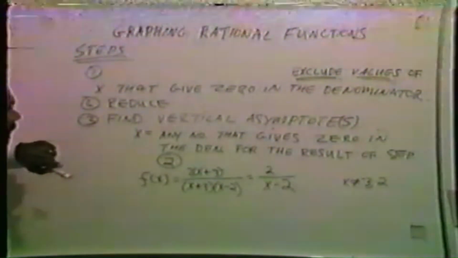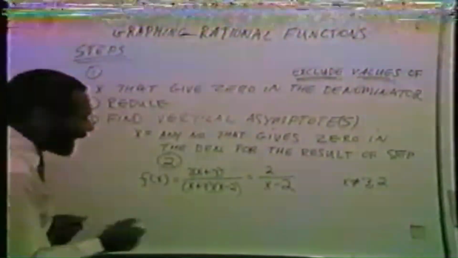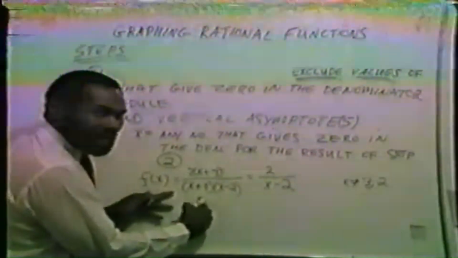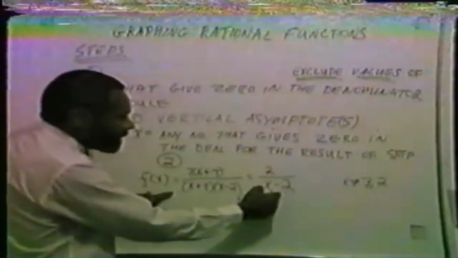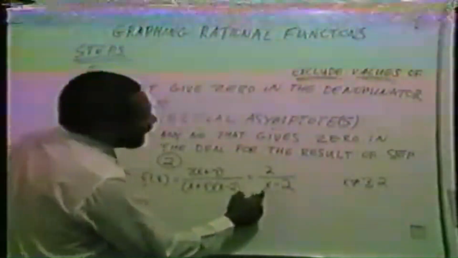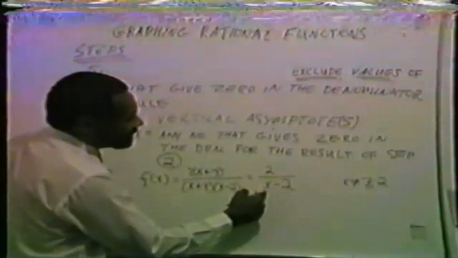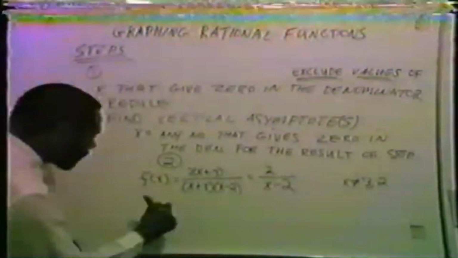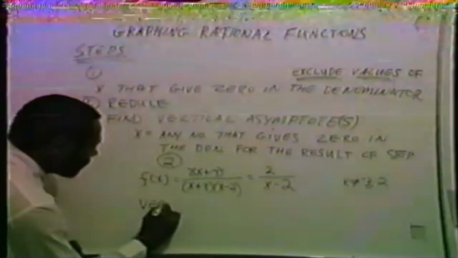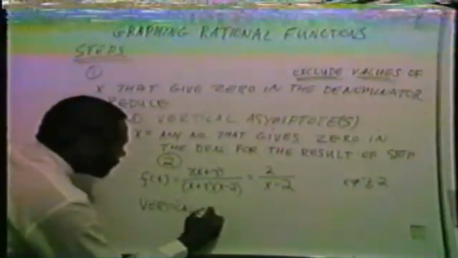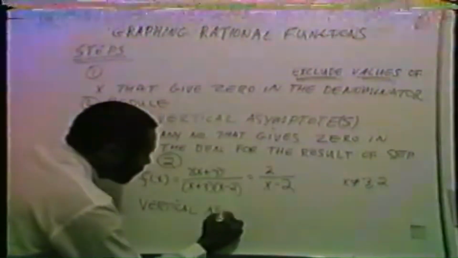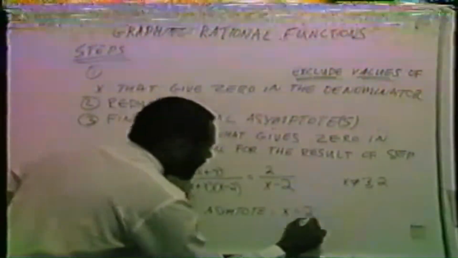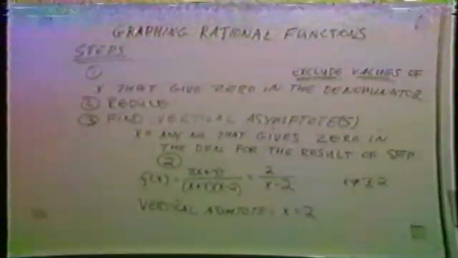Step 3, I want to find the vertical asymptotes. I'm looking at what I got after I reduced for step 3. I'm not looking back here to get my vertical asymptotes. After you reduce, you look at that. So I reduce, this is what I'm looking at, and I can see now that what would give me 0 in my denominator is 2, x equals 2. So that is my vertical asymptote. My vertical asymptote in this case for this rational function is x equals positive 2. That is my vertical asymptote.